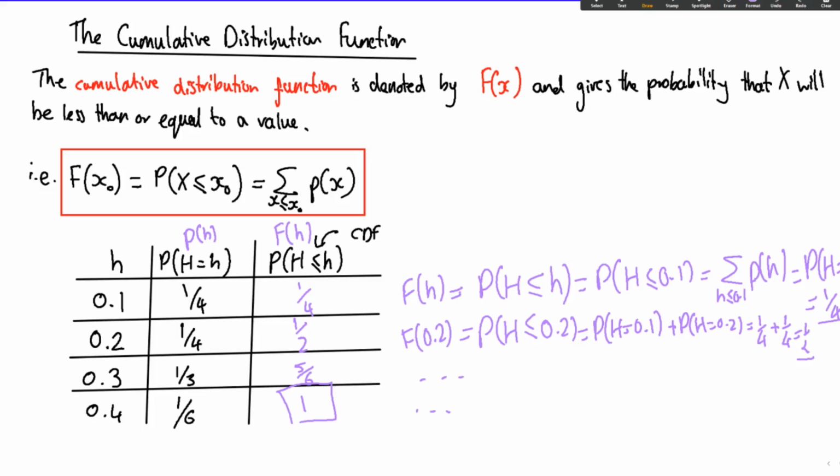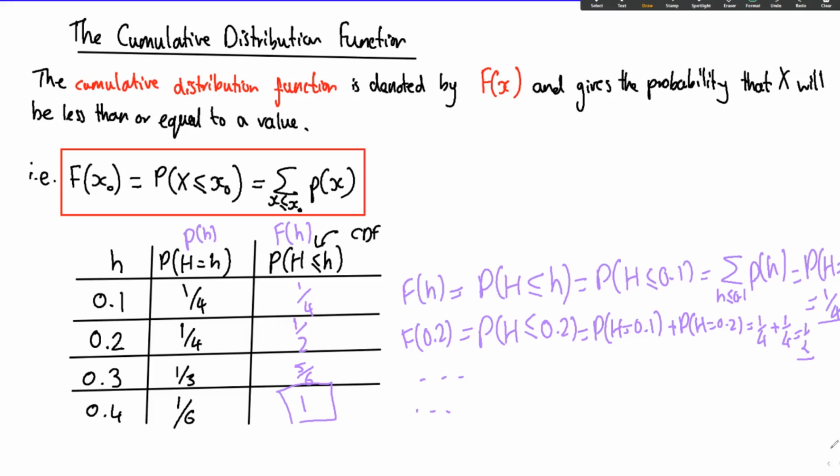And so we've got a 100% chance. It's like saying, what's the probability of getting 0.4 or less? Or h being 0.4 or less? Well, that's every single possibility. So of course it's going to be 1. So you can see that the cumulative distribution function is actually a lot like the cumulative frequency. If you cast your mind back to when you learned cumulative frequency, you have all the frequencies, and then the cumulative frequency just adds each frequency on to the previous amount. And that's the same thing that we're doing here.